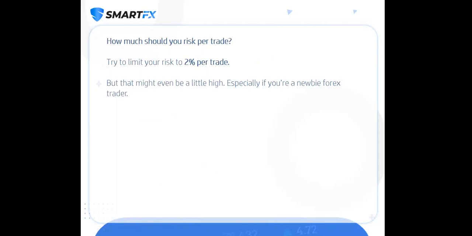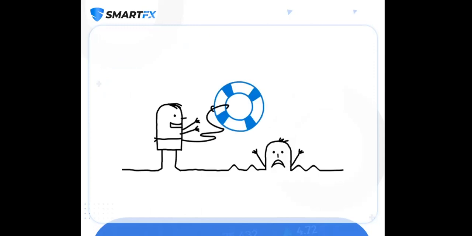Now, what is the best risk that you can take per trade? As per SmartFX, I always tell my clients to limit your risk to 2% per trade. But again, that might depend on the equity of the client. That might even be high, especially if you are a new trader. So 2% will also be high for you, and you should go lower than that.